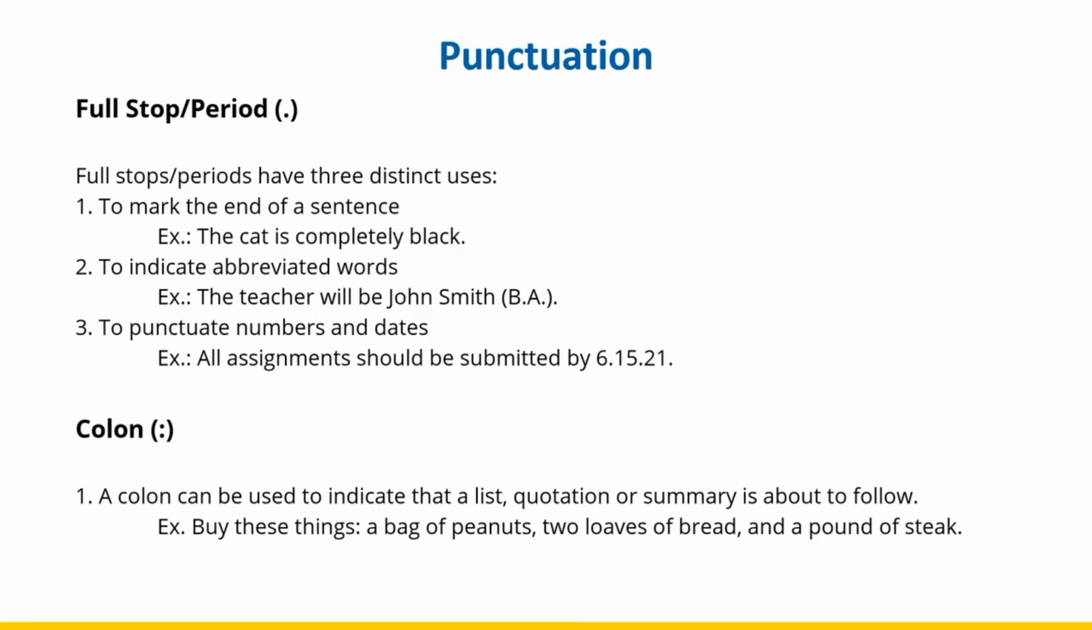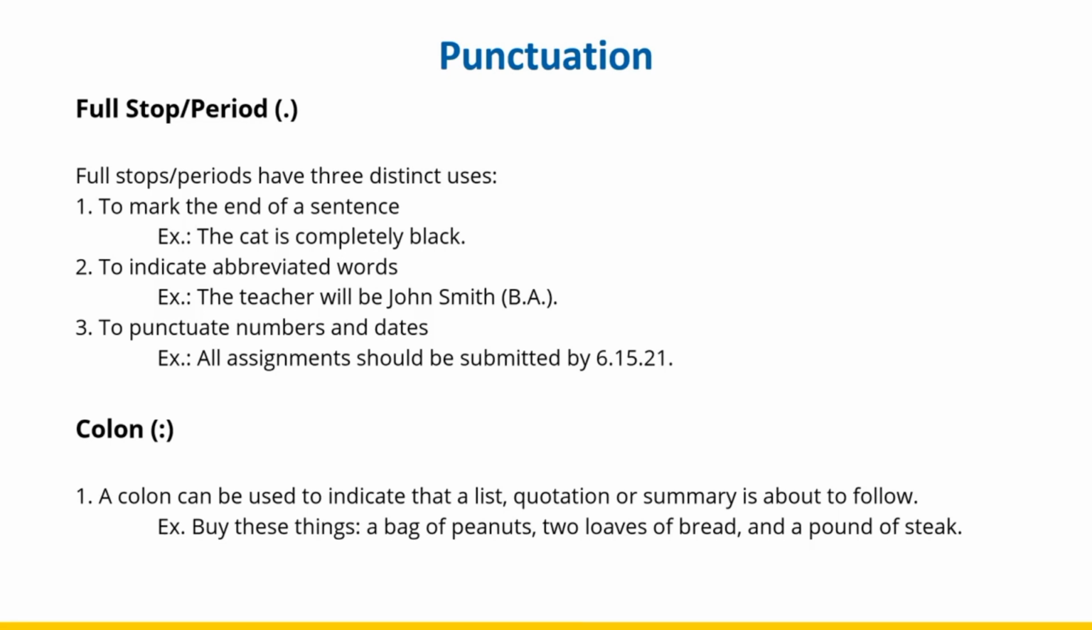So you can see the sign, how it looks like. And full stops or periods have three distinct uses, so we're going to discuss that. The first one: we use a period to mark the end of a sentence. For example, when you finish your idea, you need to put a period. So, the cat is completely black. I'm a teacher, period at the end, right?